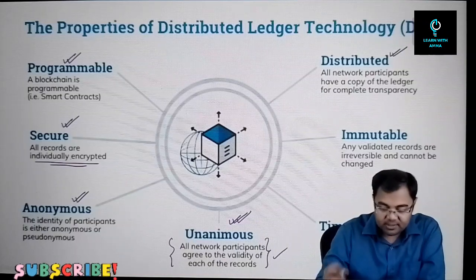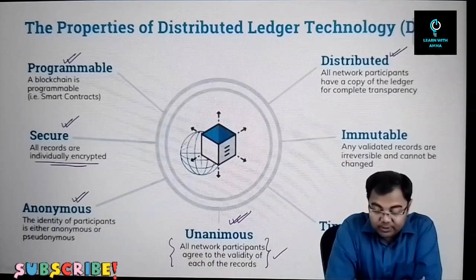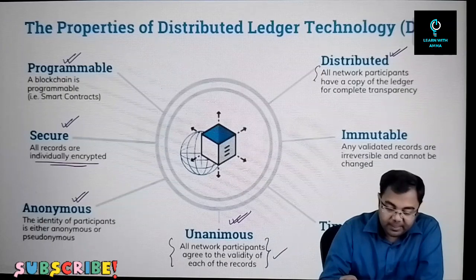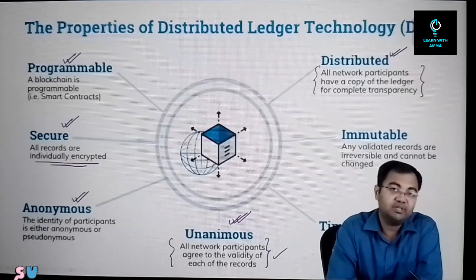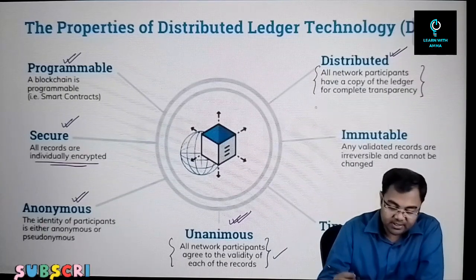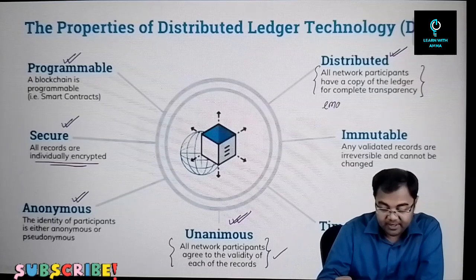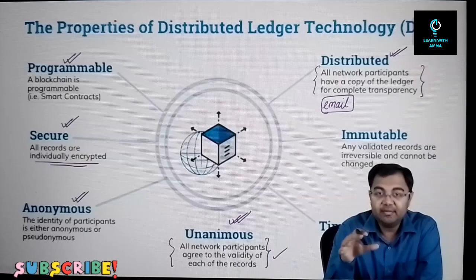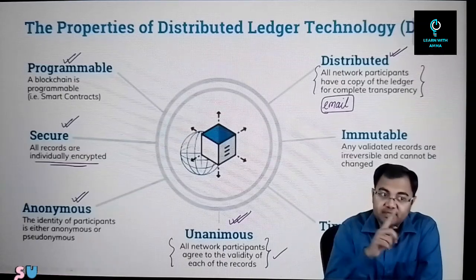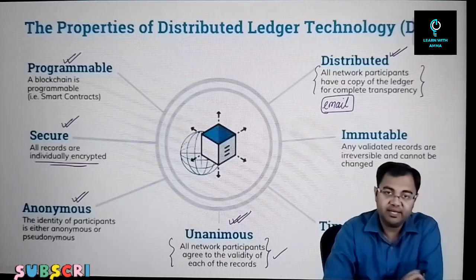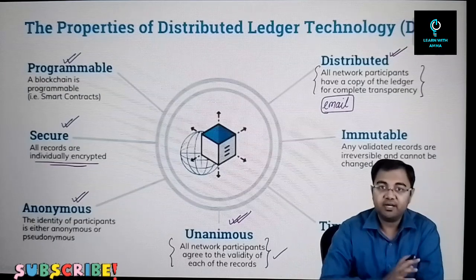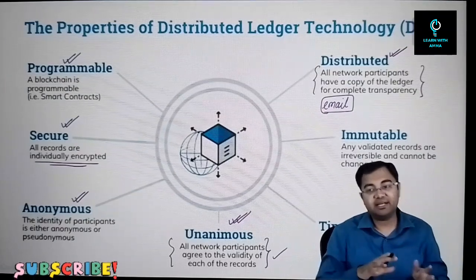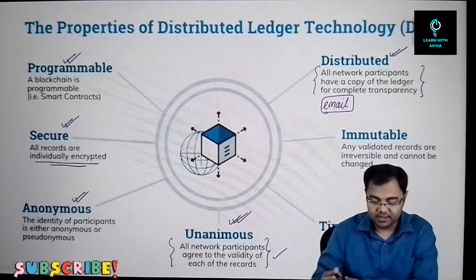Then we already discussed that this is also a distributed system, that every participant has a copy of the ledger. Again, as we discussed in the example of that email, even if you try to delete the email from your system, the others already have the copy of that email, correct? So that's why it is a distributed system, and nobody can simply tamper with the entire system.